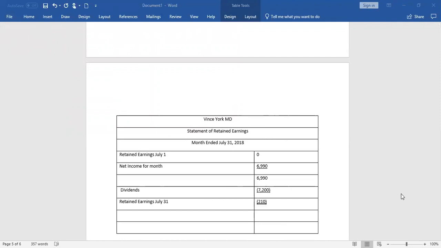Yes, you would. You would add the beginning balance of retained earnings on July 1, assuming it's a positive amount, to the net income for the month, Sheila. You're absolutely right.